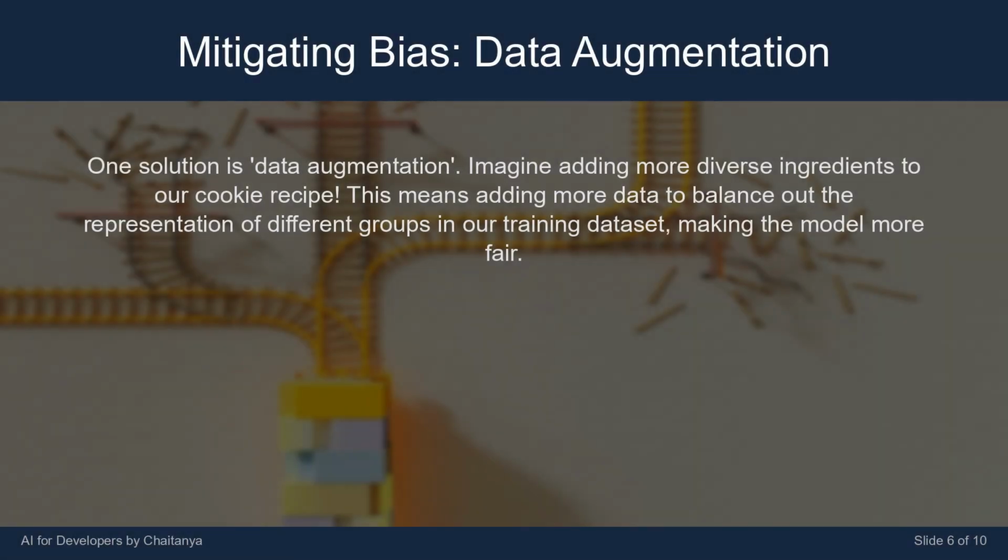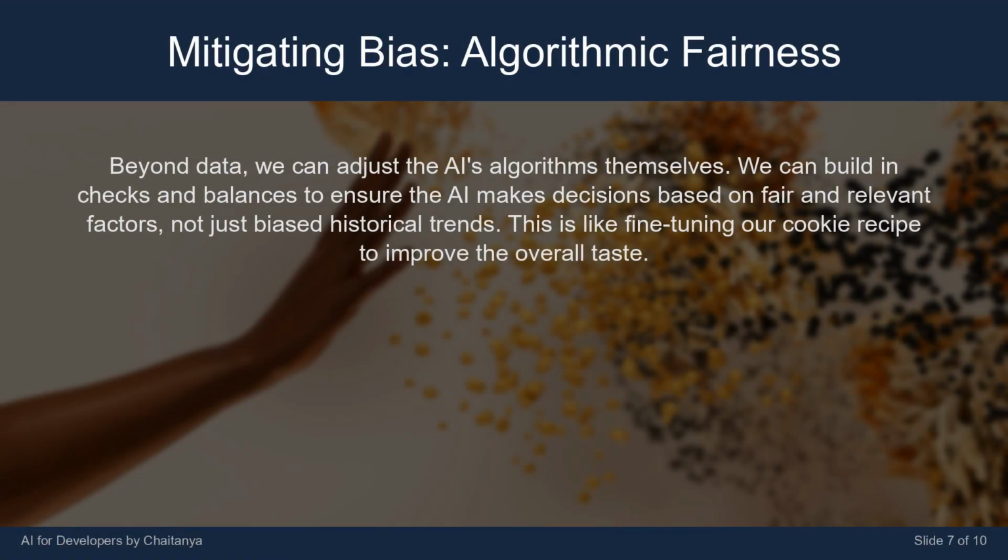One solution is data augmentation. Imagine adding more diverse ingredients to our cookie recipe. This means adding more data to balance out the representation of different groups in our training dataset, making the model more fair. Beyond data, we can adjust the AI's algorithms themselves.